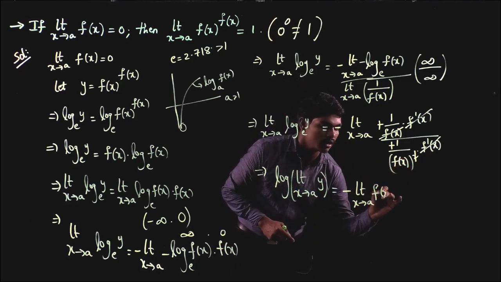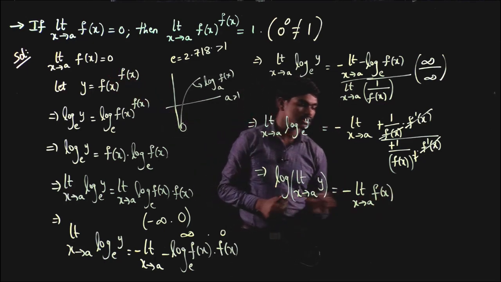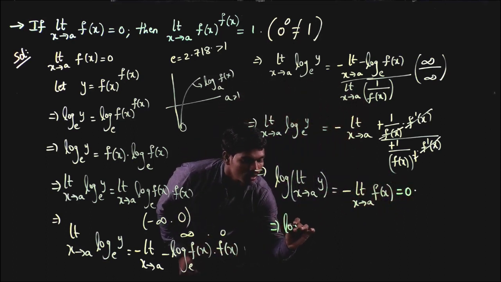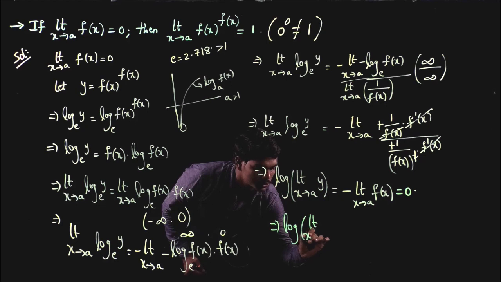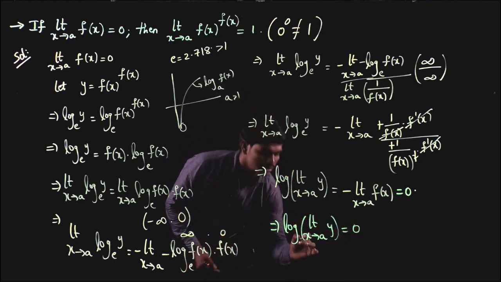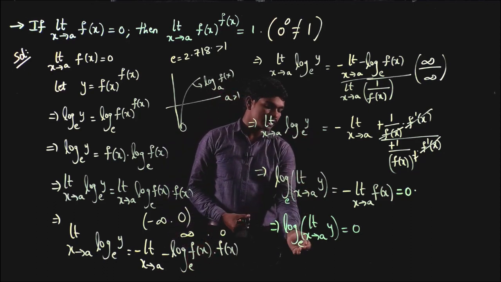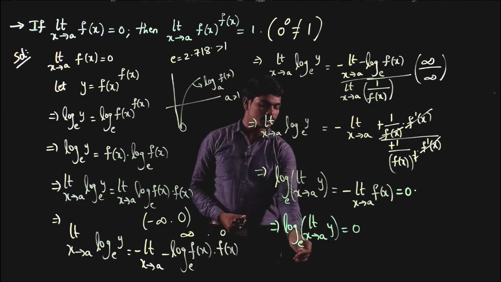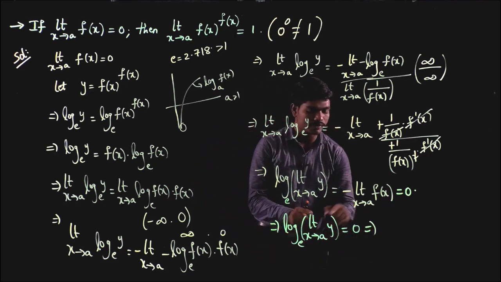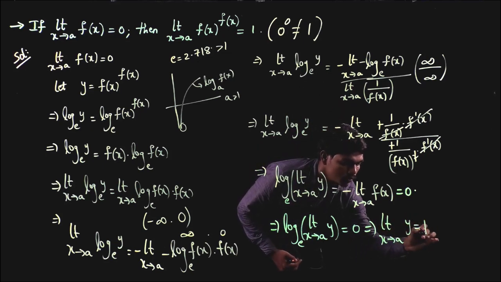And what's the value of this limit x tends to a f of x from our basic analysis? 0. So this is equal to 0. So if log of limit x tends to a y is equal to 0, then of course this is to the base e. Log of something to the base e is equal to 0. So this implies limit x tends to a y is equal to 1.